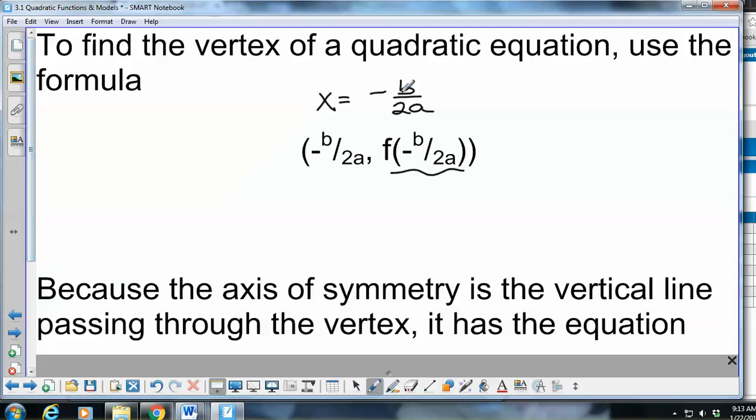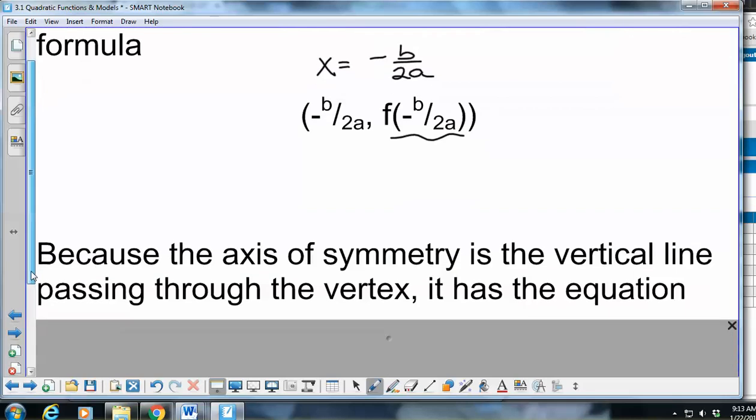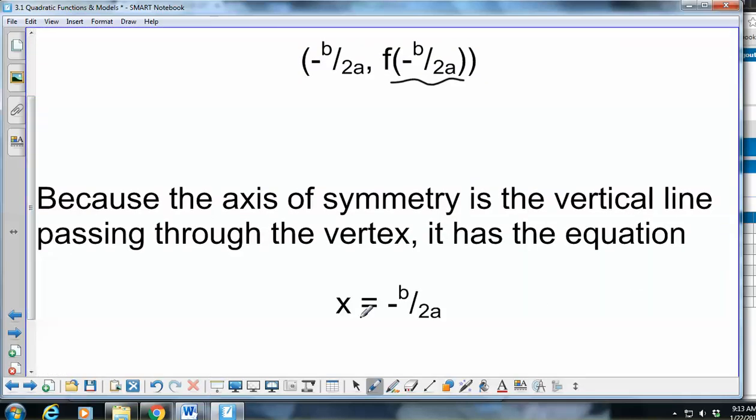Okay, then that is actually the equation for the axis of symmetry. Because the axis of symmetry is a vertical line, we know it's always x equals, so that would be your axis of symmetry: x equals the opposite of b over 2a.